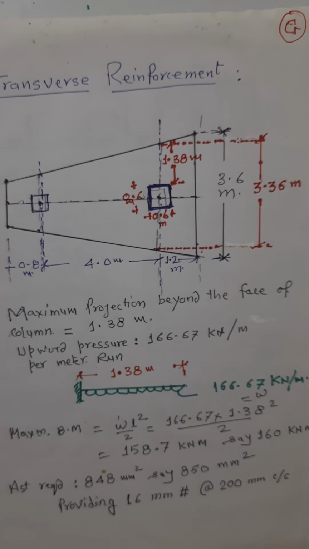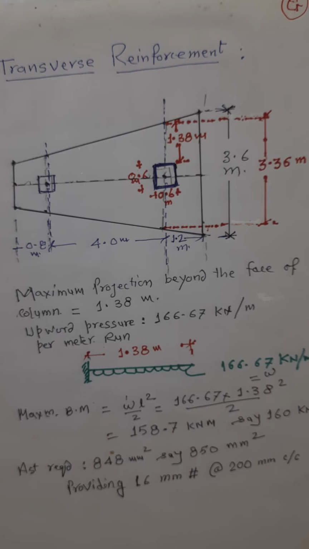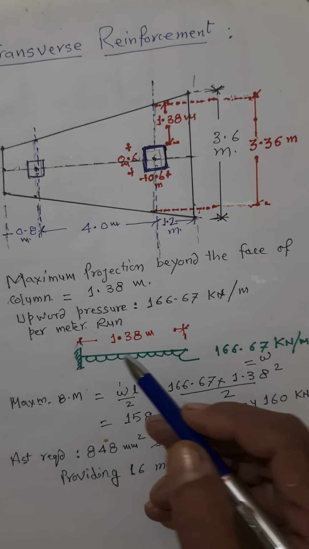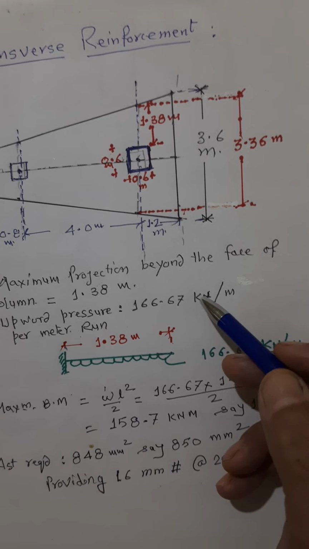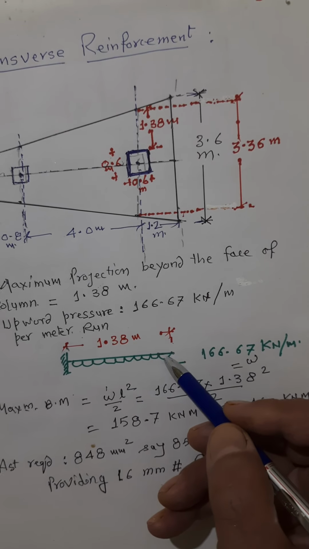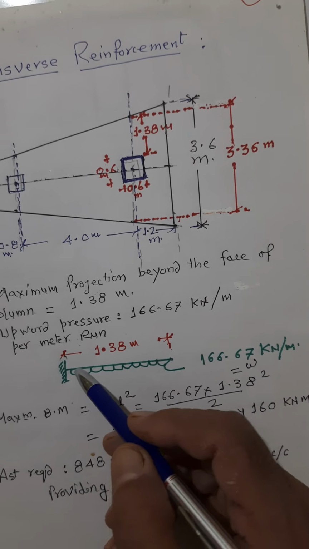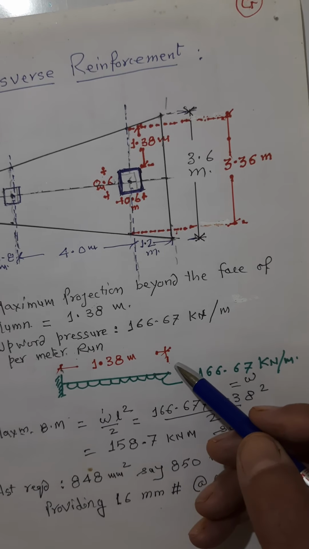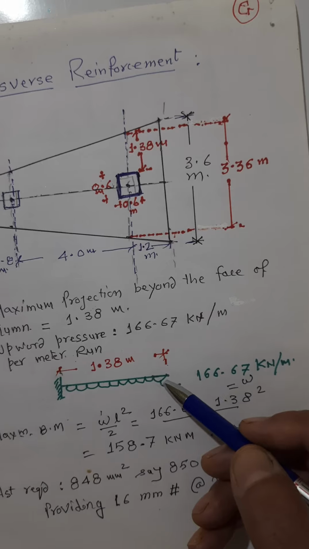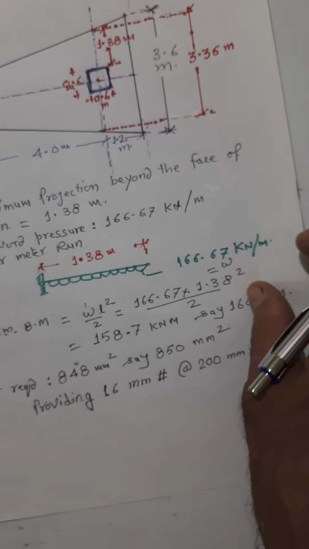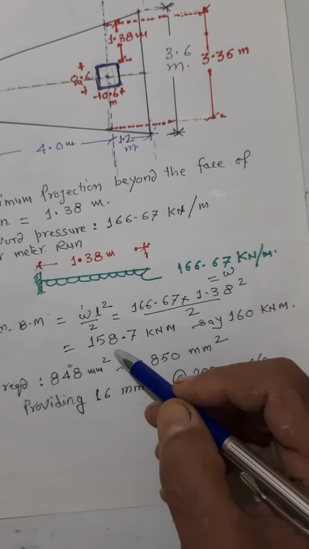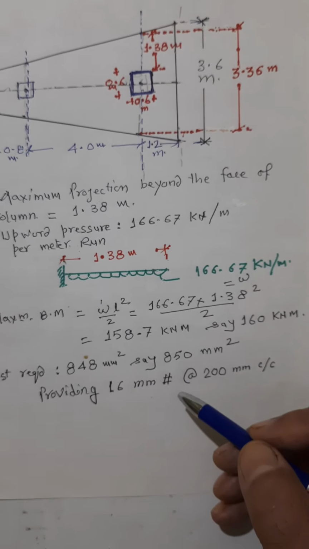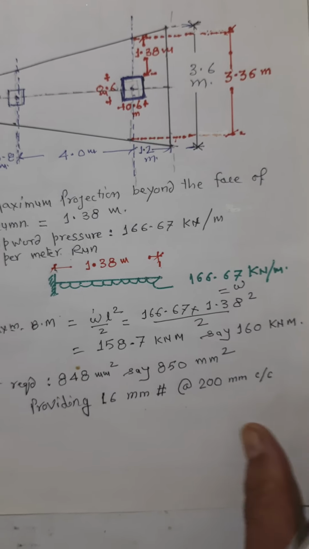Once this distance is known, it comes out to be 1.38. This is the upward pressure multiplied by 1, which gives kilonewton per meter upward pressure. And this is the distance. It is exactly the same as a cantilever with a uniformly distributed load. You can find the maximum negative bending moment as WL square by 2, and it comes out to be this much. Again, consider the diameter and find out the area and the spacing of the bar.